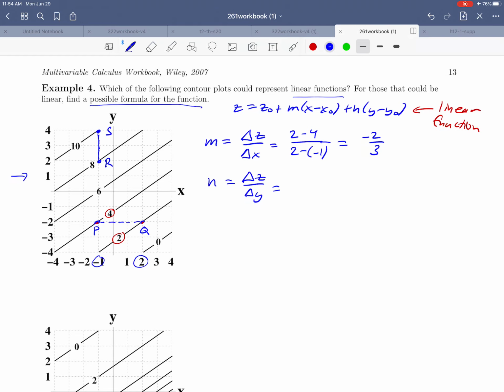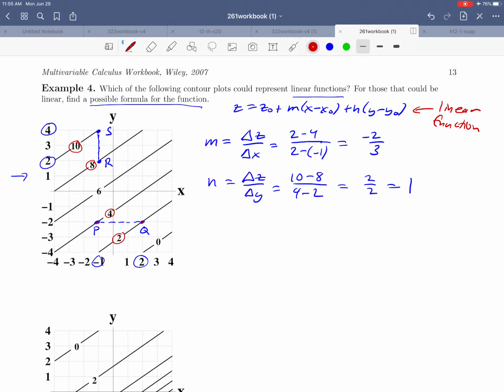In going from R to S, what's the change in z? Well, we start at 8 and we end up at 10. Those are the contours that we move between. So 10 minus 8 is our change in z. And how much does y change? We go from 2 to 4, so that's a distance of 4 minus 2. Calculating that slope, we get 2 over 2, which is just 1. There's our n.